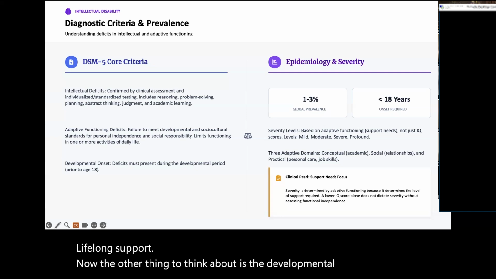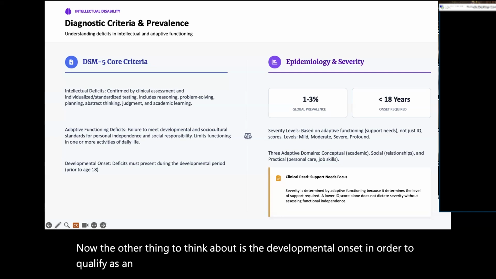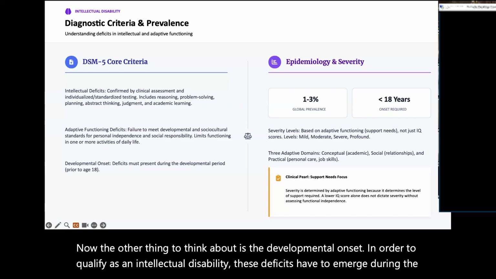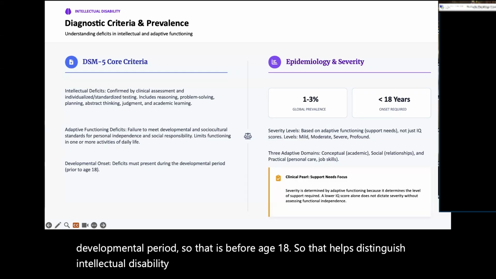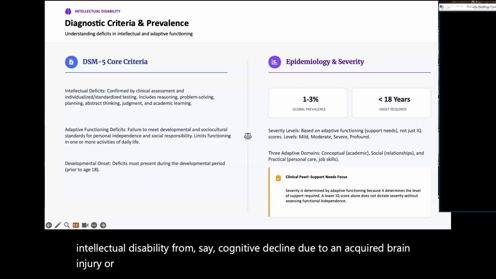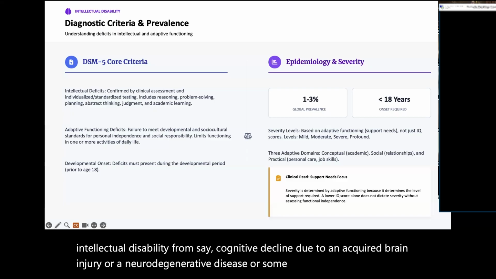Now, the other thing to think about is the developmental onset. In order to qualify as an intellectual disability, these deficits have to emerge during the developmental period, so that is before age 18. That helps distinguish intellectual disability from, say, cognitive decline due to an acquired brain injury or a neurodegenerative disease or some other adult onset condition.